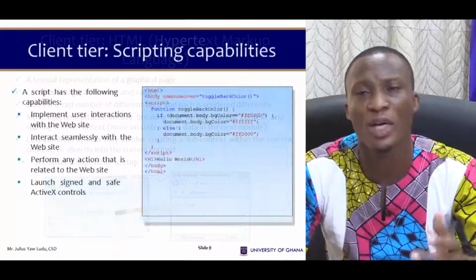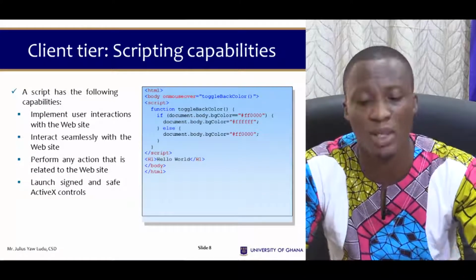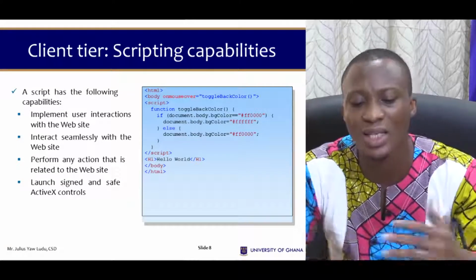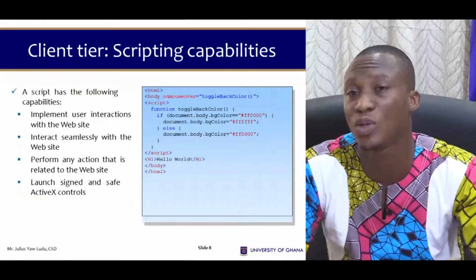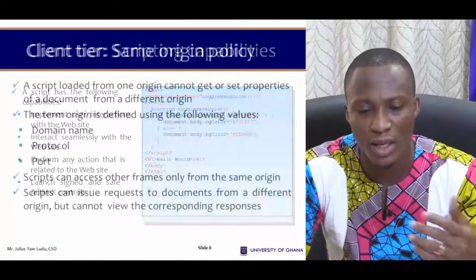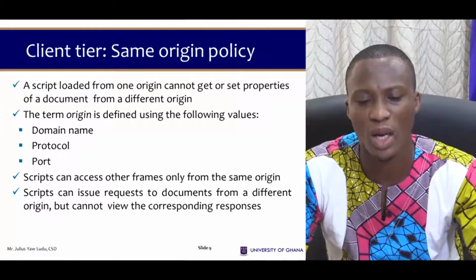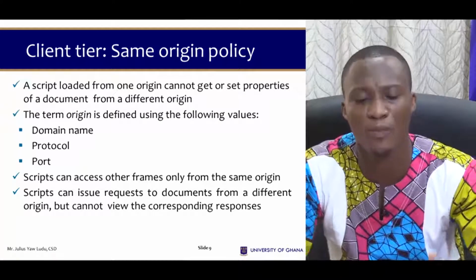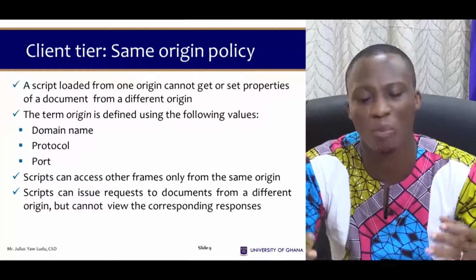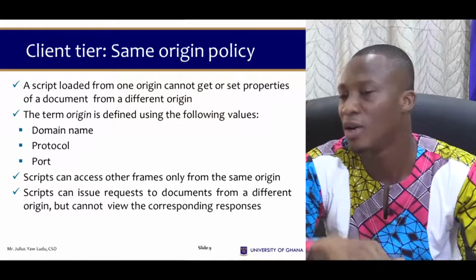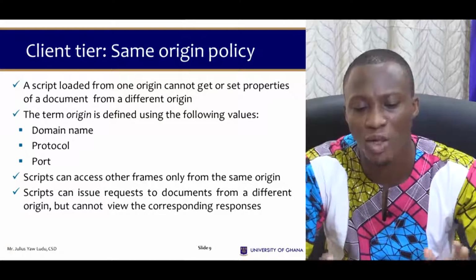Then we have the HTML on a different level, which includes scripting capabilities, where there's interaction with the website and we can perform any action that is related to the website. Then in the same client tier, we have the same origin policy. Here, a script loaded from one origin cannot get or set some properties of the document from a different origin. We'll be looking into details concerning this scripting.